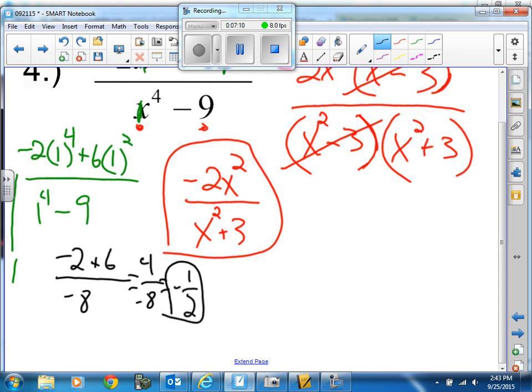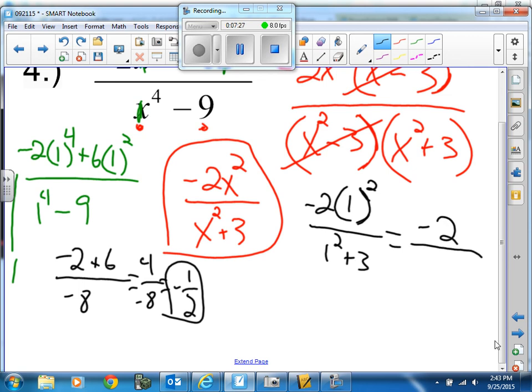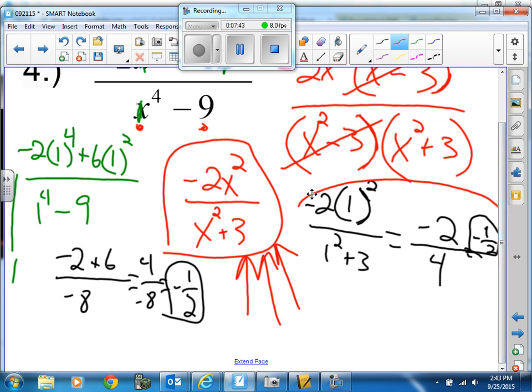All right, so if I plug in 1 to the simplified version, I get negative 2 times 1 squared all over 1 squared plus 3, which is equal to negative 2 all over 1 squared plus 3, which is 4. Aha! Look at that. Negative 2 over 4 is equal to negative 1 over 2. So they are equal. Again, that is not our answer. This is our answer for simplifying, but this was a way to check. All of this that we did was just a way to check it. But this is our answer right here.